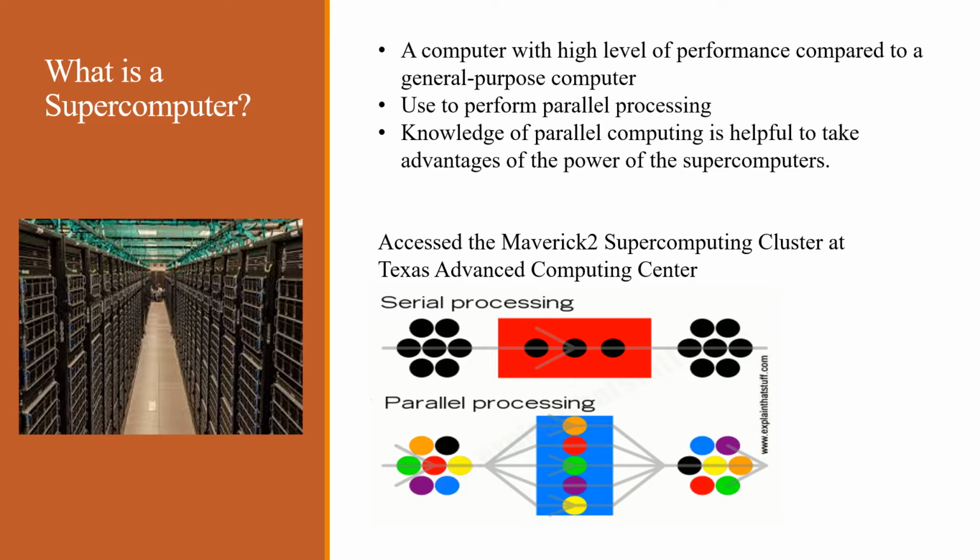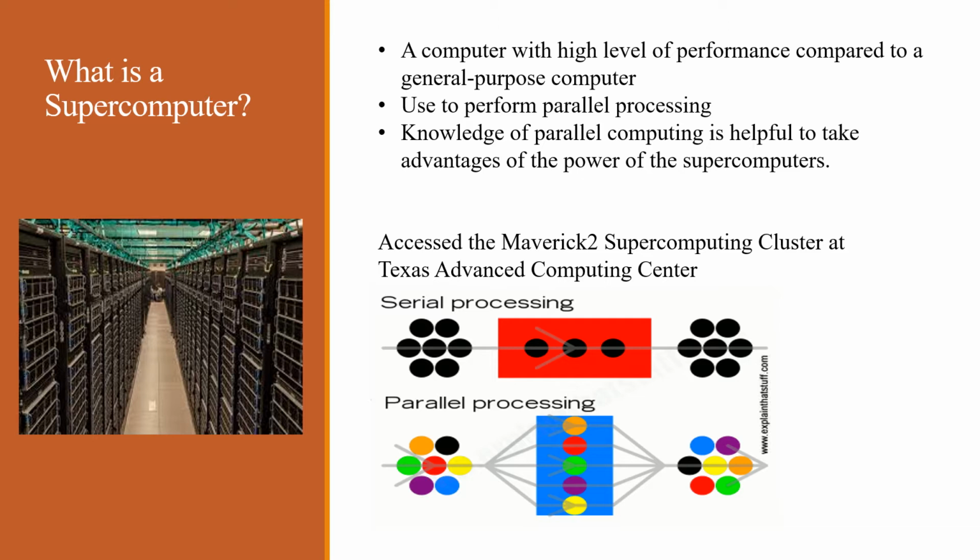One of the uses is to perform parallel processing. If you have the knowledge of parallel computing, it's really helpful to take advantage of the powers of supercomputers. So for our research, we access the Maverick 2 supercomputing cluster available at Texas Advanced Computing Center. On the bottom, you will see the differences between serial processing and parallel processing.